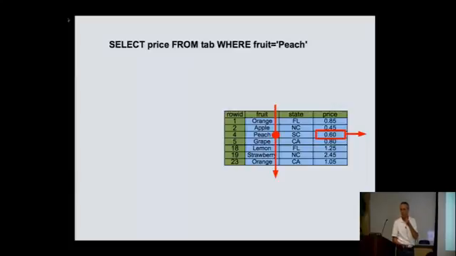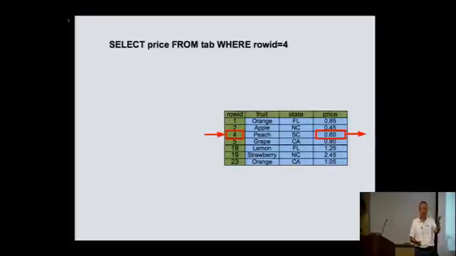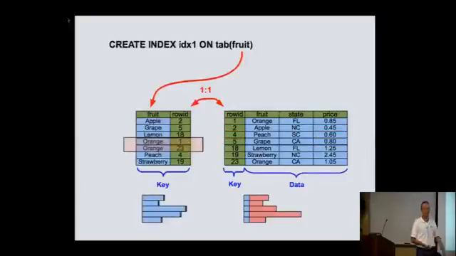Of course, one way to do that would be to seek to the beginning of the table, step through each row, pull out the fruit field, see if it's equal to peach, and if it is, output the price. It's a full table scan. That always works. But if there were like 7 million rows, that would be really slow. Well, you could also ask for it by row ID, and then it'll do a binary search, and that's very fast. But if you're running a grocer, you don't want to have to remember that the secret code for peach is 4. That's crazy. You really want to ask for peach.